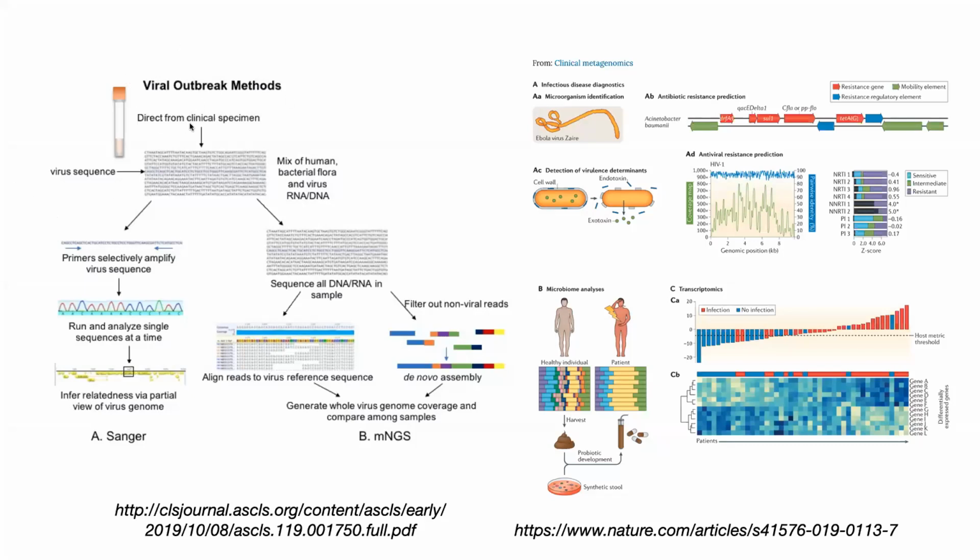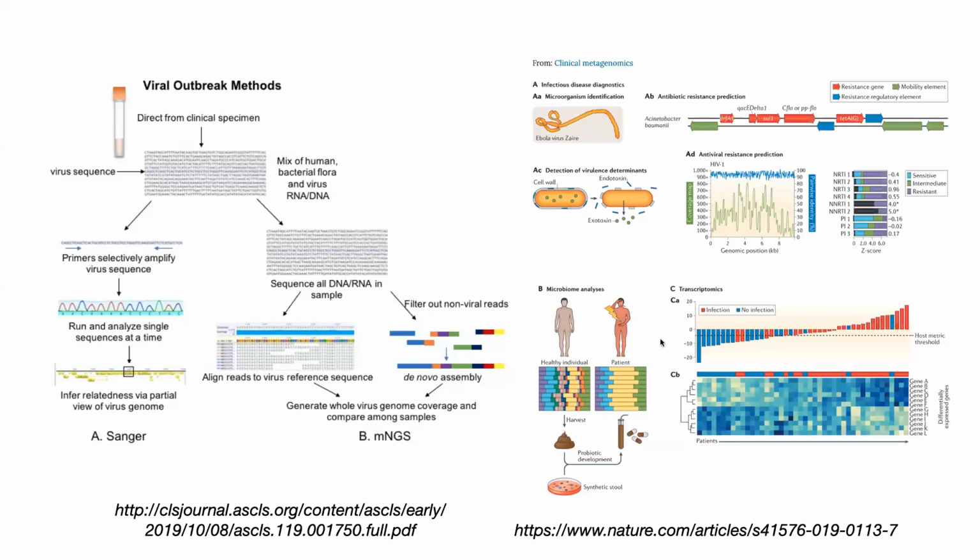So here we have two examples. One speaks about viral outbreaks, where we can take a direct clinical specimen, and within that specimen that comes with all of the present organisms, we could either amplify for specific viral sequences and therefore study the specific changes in the virus genome using Sanger sequencing, or using Illumina sequencing, we can take all of the present material, align all of the reads to a virus reference genome or a database of viral genomes, and then try to understand what kind of viral populations are present in a sample.